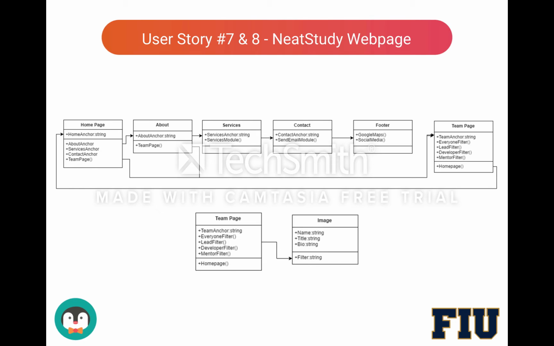As you can see, this is the NEAT Study web page class diagram. It is separated by menu items. You have homepage, about, services, contact, footer, and team page. This is the way most websites separate out their classes.